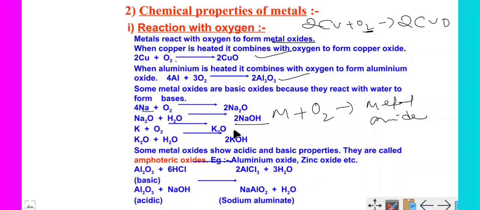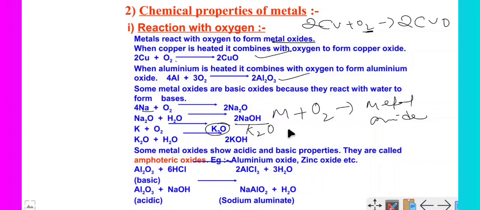Similarly, potassium reacts with oxygen to give what? Potassium oxide. And potassium oxide, when treated with water, will give what? Potassium hydroxide. Some metal oxides show both acidic and basic properties.